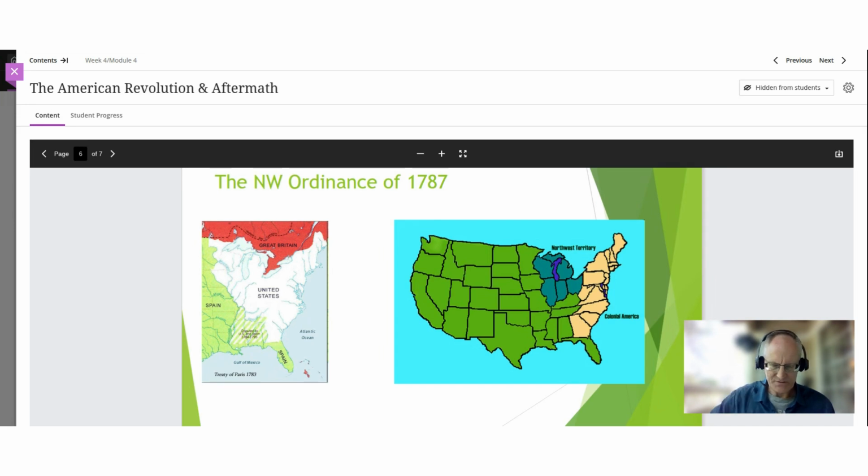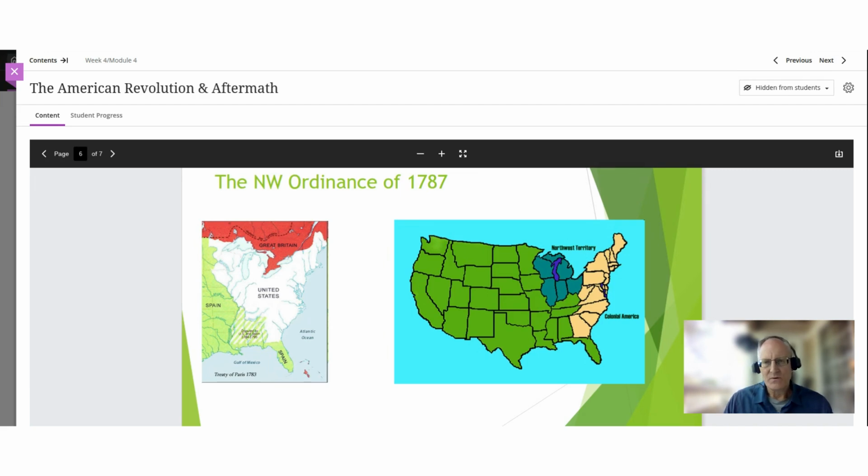Through this ordinance, Congress declared that slavery would not be permitted north of the Ohio River, which is basically the border between what is today Kentucky and the states of Illinois, Indiana, and Ohio. However, fugitive slaves, if they should escape and make their way across the Ohio River, were eligible to be returned to their rightful owners in the South.